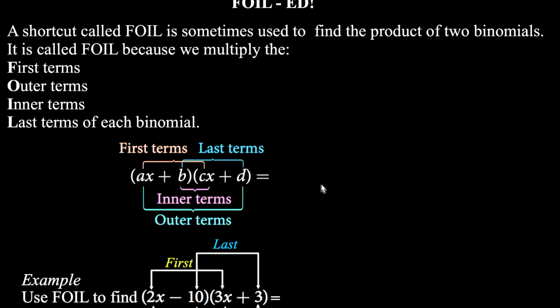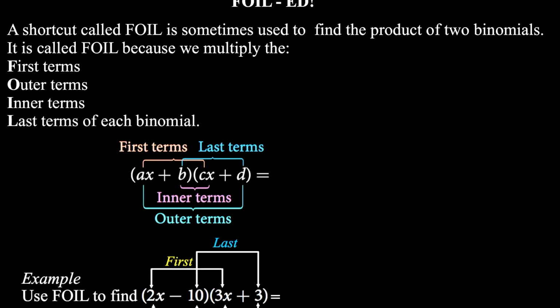So you should be familiar with what FOIL is. FOIL is a way that we multiply binomials, two binomials together. Remember, it's a binomial because it has two terms. And when we multiply binomials, we use what's called FOIL. It's really just a way of using the distributive property. And FOIL stands for first, outer, inner, last. And that explains how we multiply the binomials.